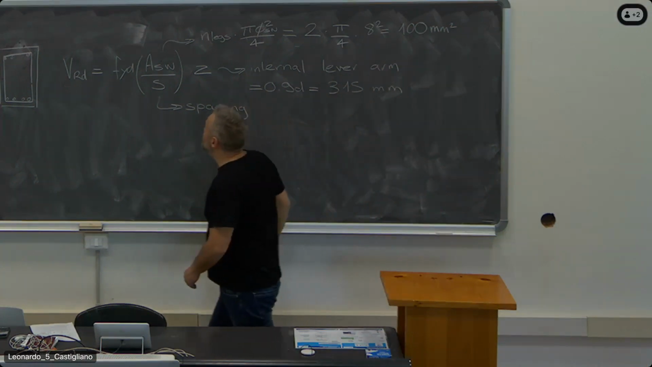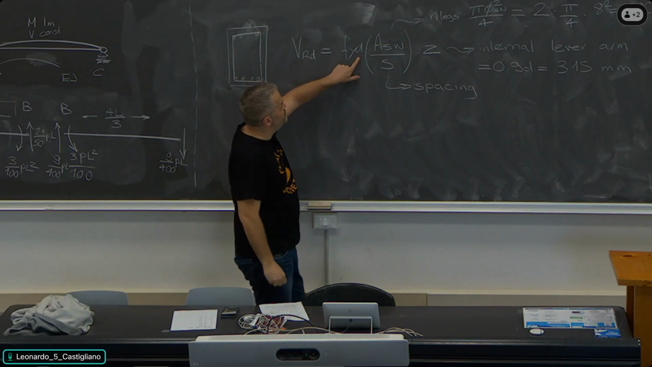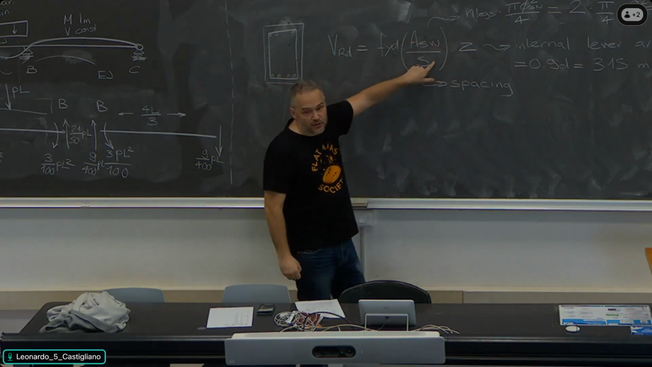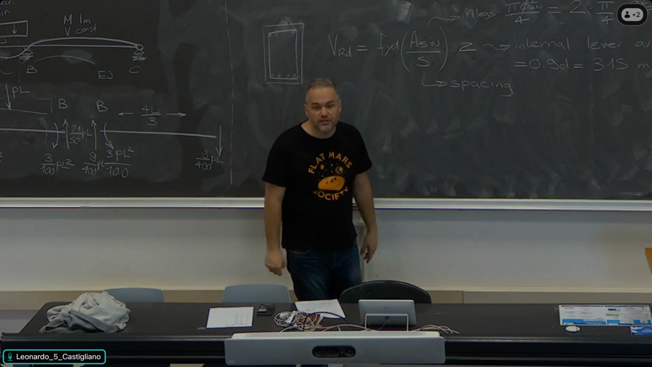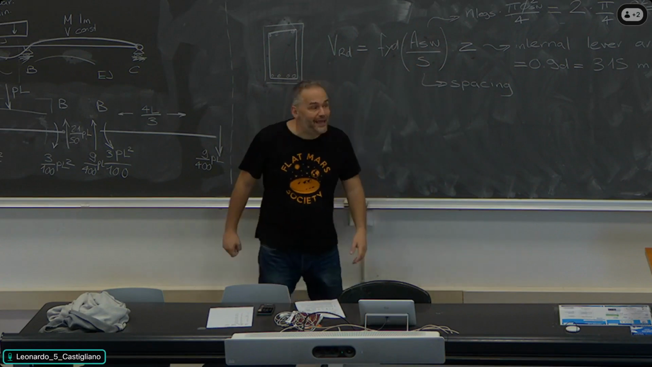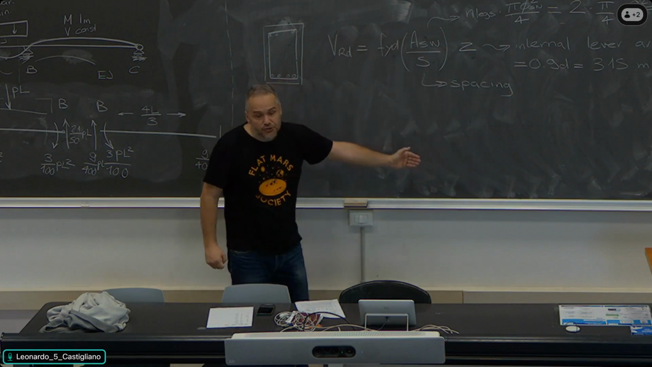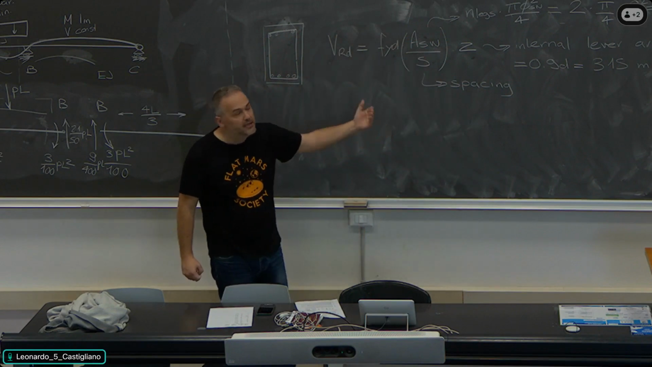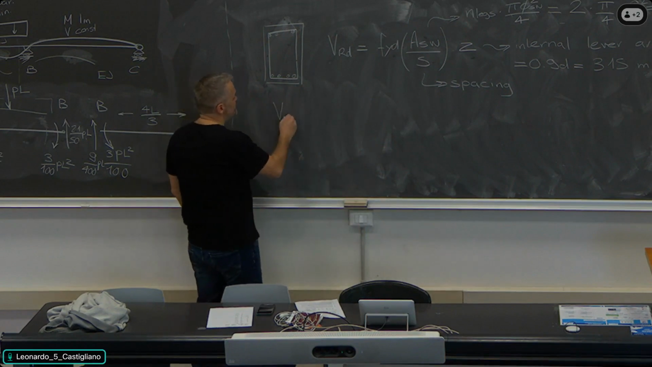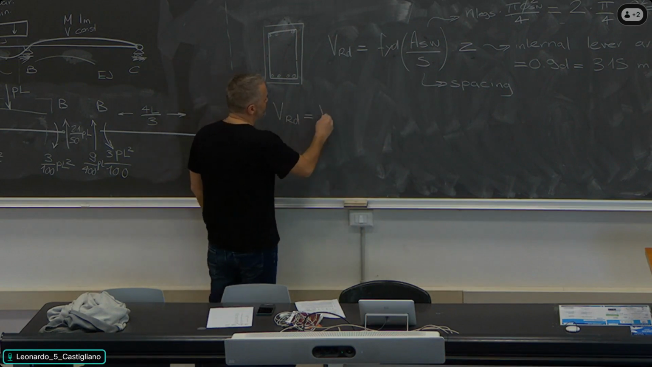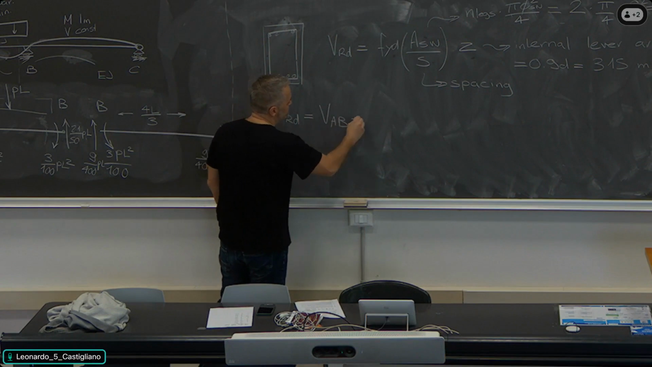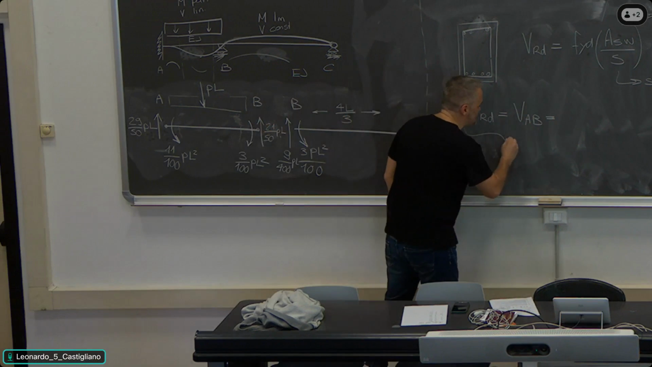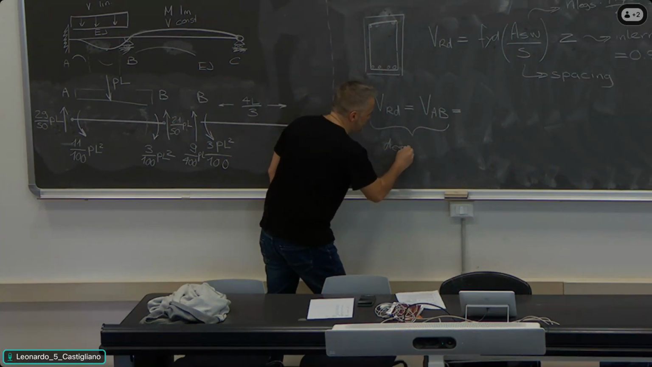So as you see, we have this which is known, this which is known, this which is known, this is not known. I have to design it on the basis of what? Again, this is the maximum shear force the beam can provide. When I design it, I simply say VRD is equal to VAB, this value which I previously calculated. So this is the design condition, design equation.